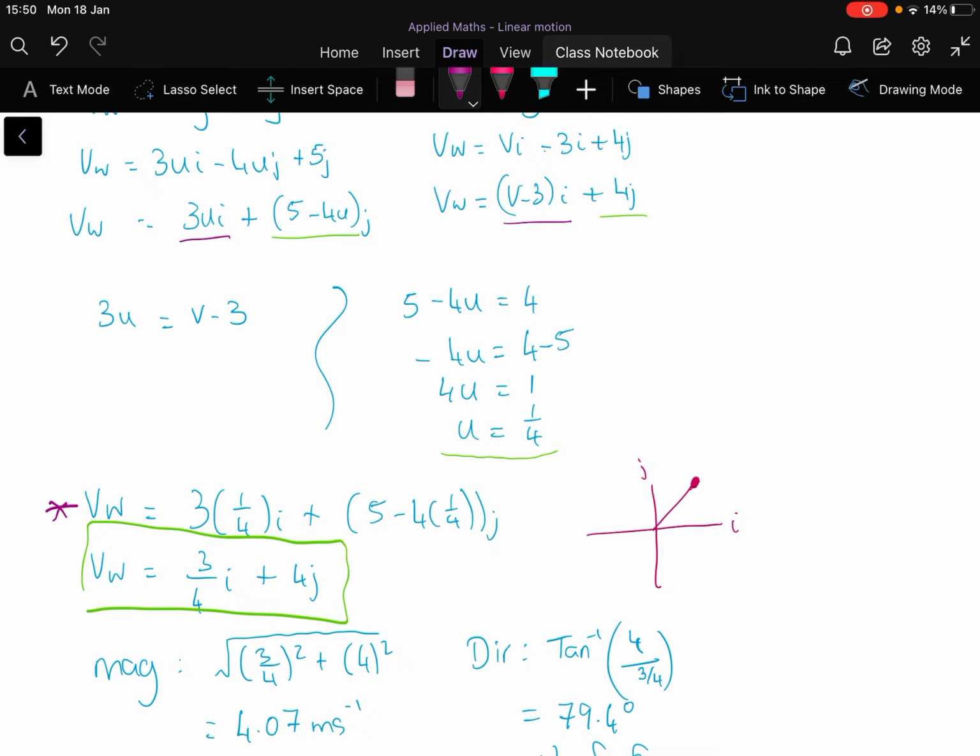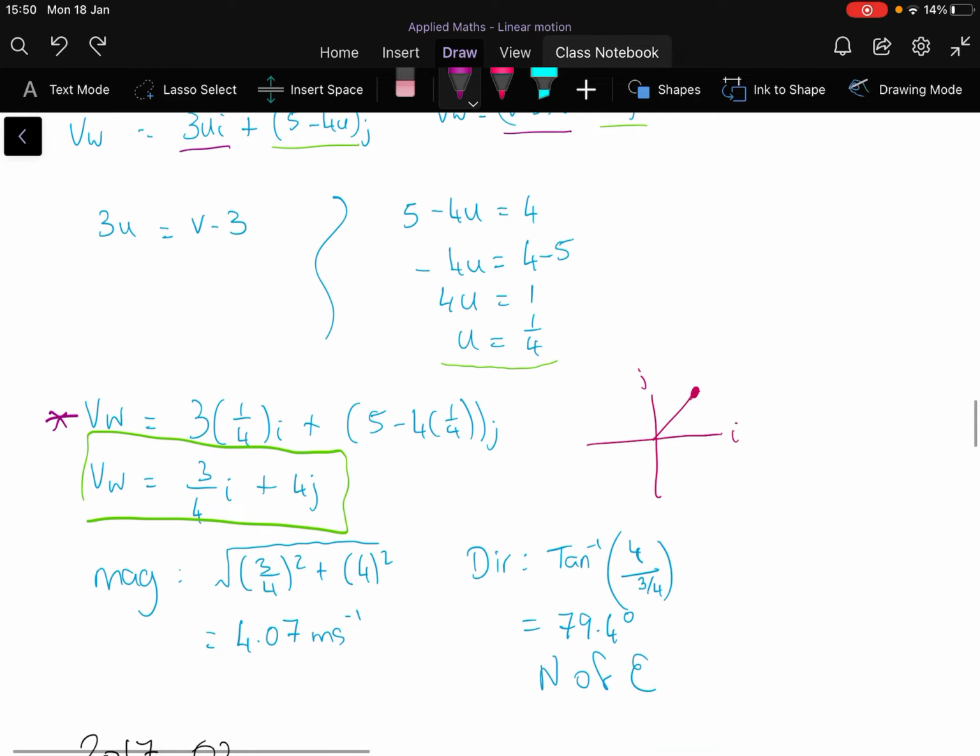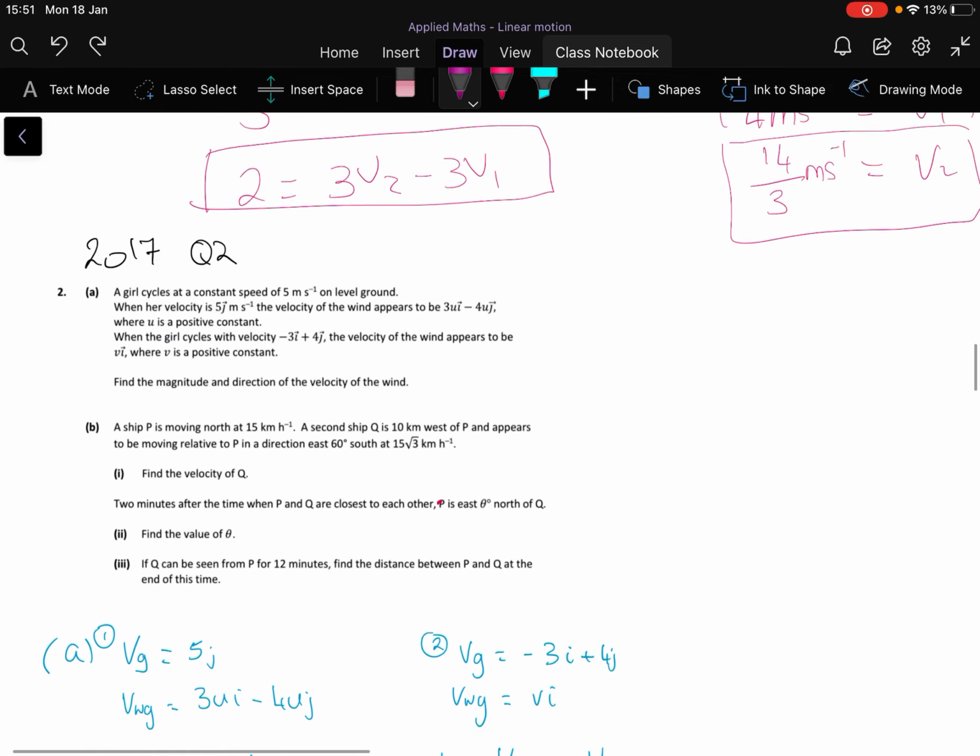All I'm doing from there then is I've drawn a little example of it over here in the corner as to where it would be. I know that it's going to have a magnitude of the square root of the first squared plus the second squared, and it's going to have a direction of the tan inverse of the j part over the i part, and that gives me 79.4 degrees. I've mapped that out to see where it is, and I can see that it is north of east, 74 degrees. There's my 74 degrees there, going north of east, and my magnitude is 4.0 meters per second. So that's the first part of question A complete for 2017.